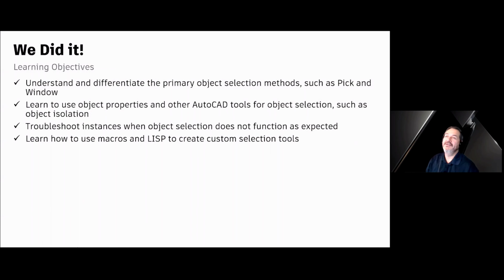All right, we did it. We looked at primary object selection methods using mouse and keyboard tools. We used object properties and tools in AutoCAD to create more complex selection based on object properties and features. We looked at instances when object selection really didn't function the way we expected it to. We also had an introduction to using macros and Lisp to create custom selection tools.